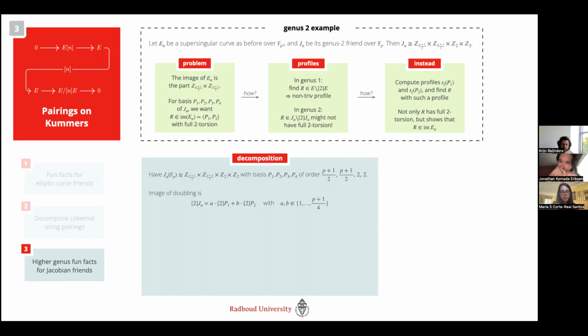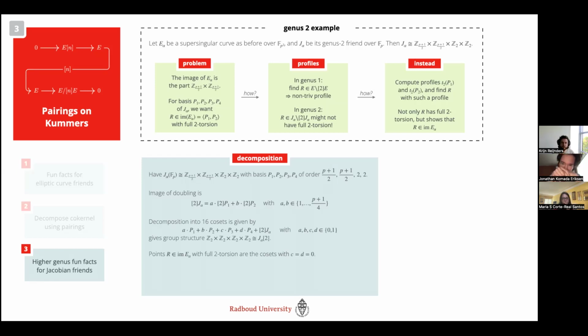Let's be a bit more concrete about this. We had this order P1, P2, P3, P4. Now the image of doubling is going to be A times 2 times P1 and B times 2 times P2 for these values of A and B. And this gives us actually 16 cosets, right?